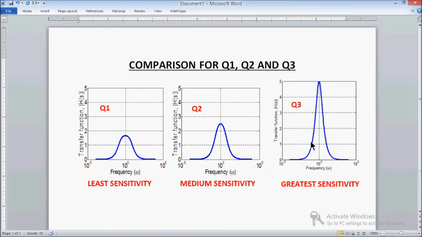And secondly, for the greatest sensitivity, we have to know that the lower the value of bandwidth, we can decide it as a greater sensitivity. Therefore, from all the 3 quality factors that we get, we can say that Q3 has the greatest sensitivity, while Q2 is medium sensitivity and Q1 is the least sensitivity.